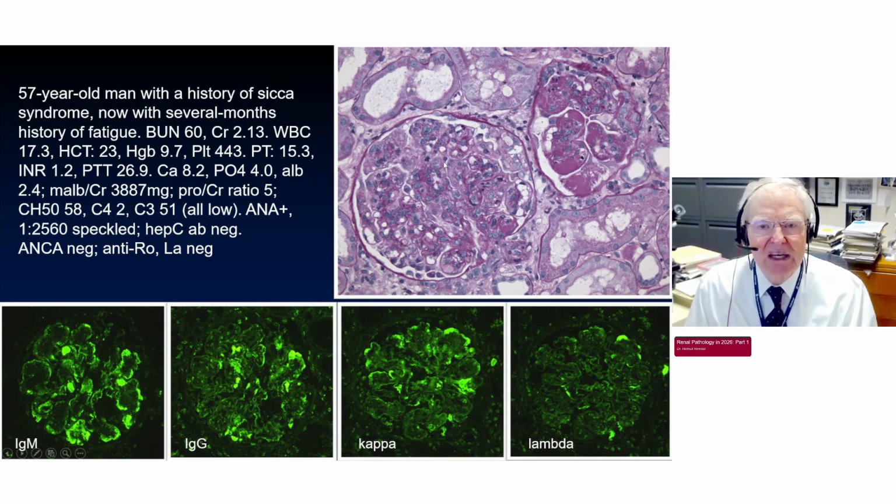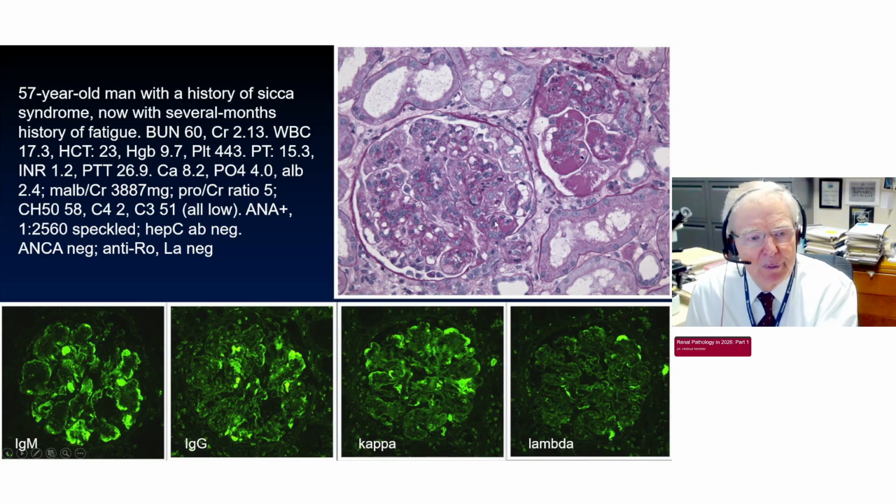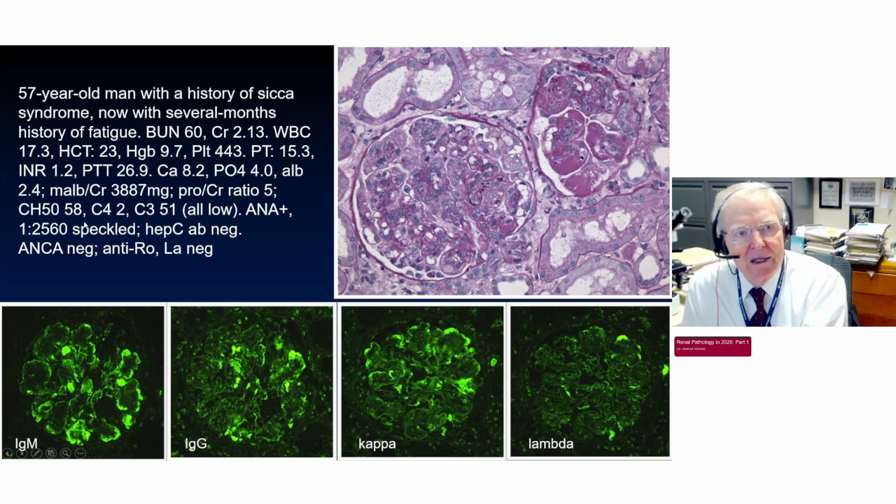And here you can see classically the endocapillary immune deposits or pseudothrombi, if you want, the proliferative pattern of injury, the IgM, the IgG, and kappa much stronger than lambda. So this patient has Sjogren's-like syndrome with mixed cryoglobulins. The IgM is probably monoclonal.